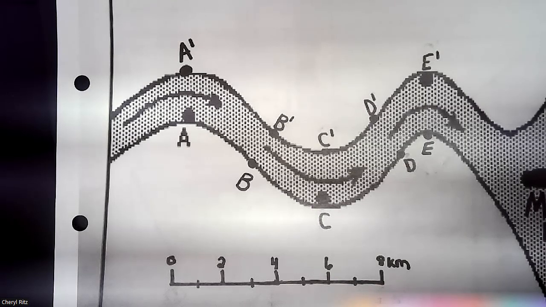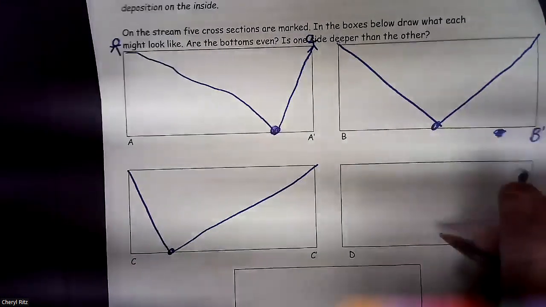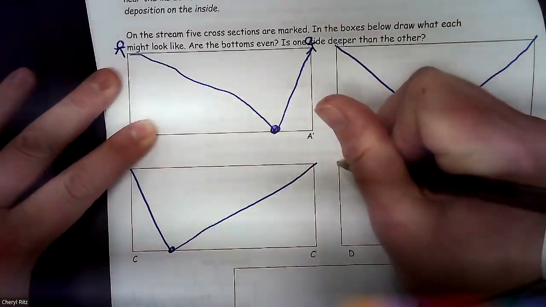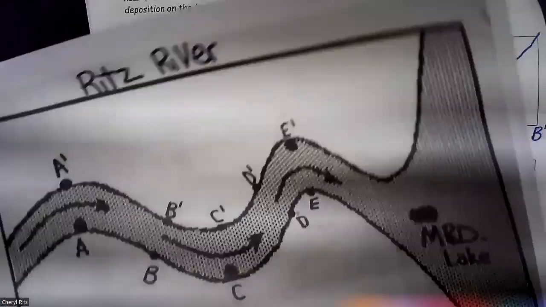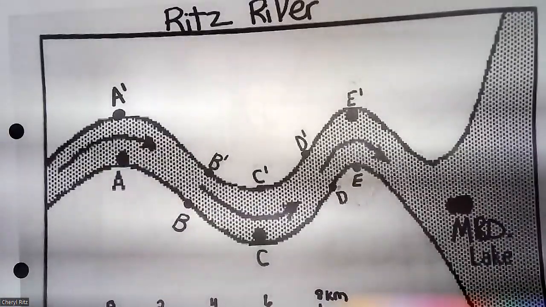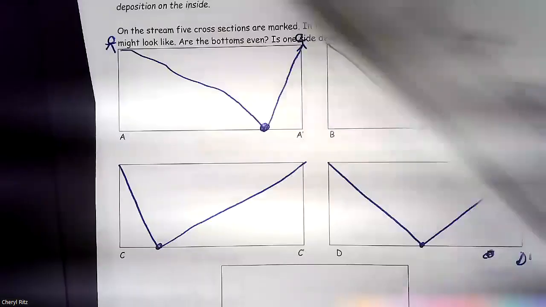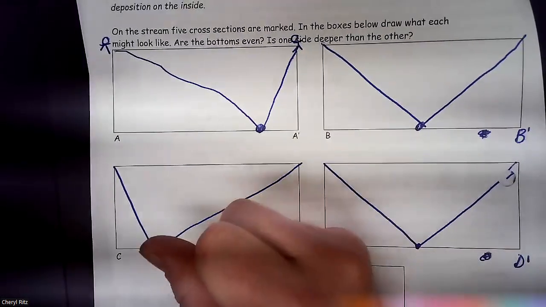D to D prime, where's the deepest spot going to be? In the middle. Why is it in the middle? Because it's a straightaway. And then how about E to E prime? It's gonna be deeper by which one did you say? E prime. Why is it deeper by E prime? Outside of the curve, thank you. So that means it's gonna look like this.